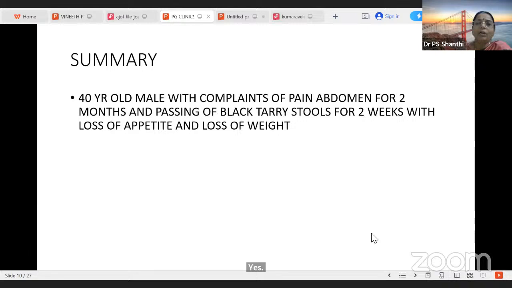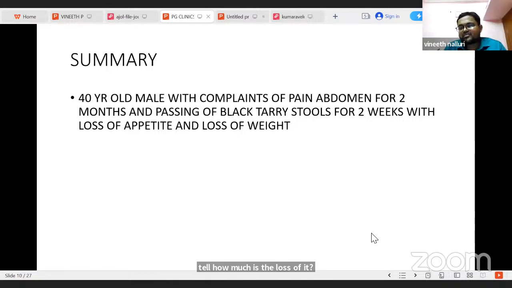And loss of weight, loss of appetite. Did you tell how much is the loss of weight? Is it significant or not significant? That is also important. Ma'am, yes, ma'am, it is significant loss of weight. The patient attendants have observed that, and they have told that patient has lost almost 10 kgs of weight in the past 2 months, ma'am.